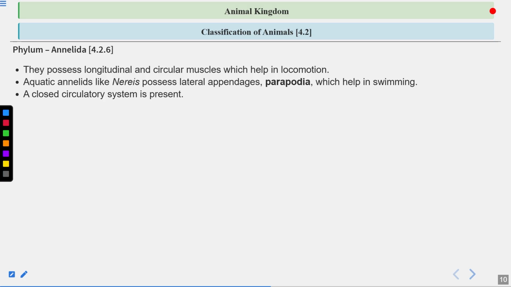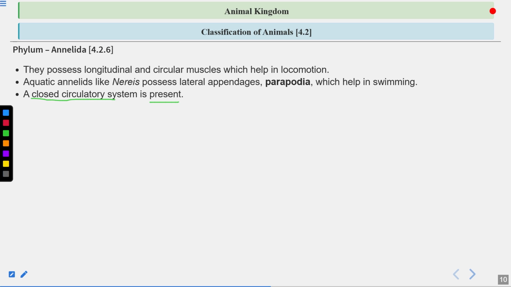What is that? 3 different types of blood vessels: arteries, veins, and capillaries, right? So leeches show an open circulatory system. Yes, this is an exception. That leech has an open circulatory system. Annelida has a closed circulatory system. Yes, this is the closed circulatory system.